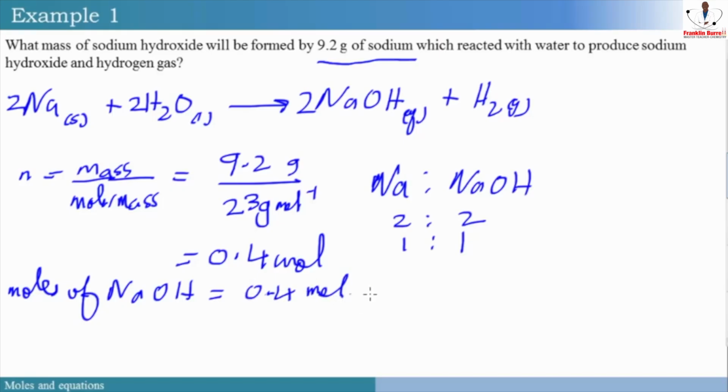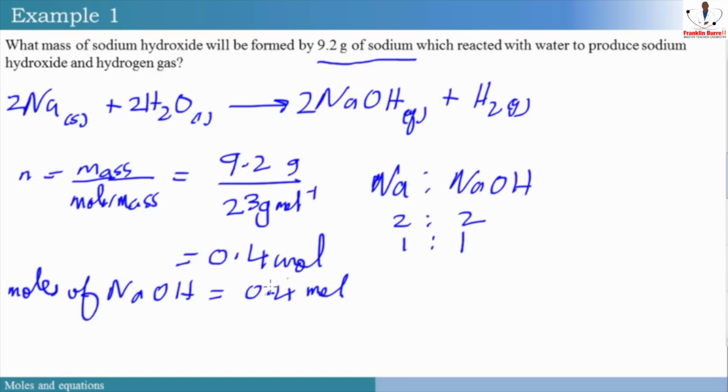moles. Remember to always state the mole ratio when doing this type of problem in calculating the moles of one substance using the mole of another. So the moles of sodium hydroxide is also 0.4 moles. Why? Because the mole ratio between sodium and sodium hydroxide is 1 to 1.